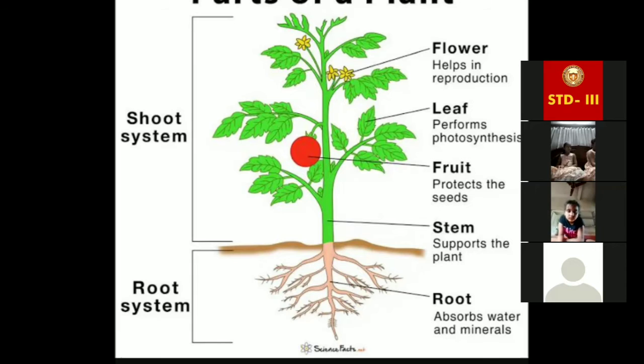Some stems do not stay above the ground; they stay inside the ground. And the example of such a stem is potato. And coriander has very soft and green stems. Just like that, roses have very firm, strong, and thick stems.